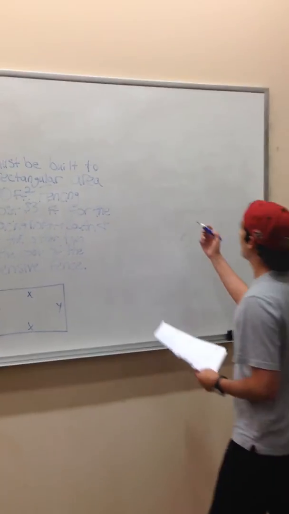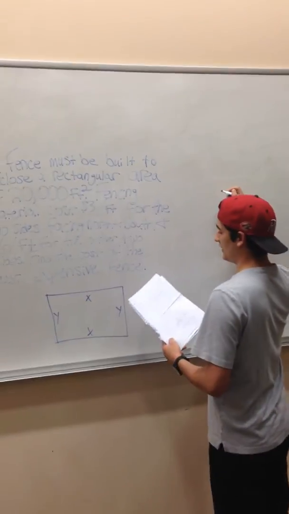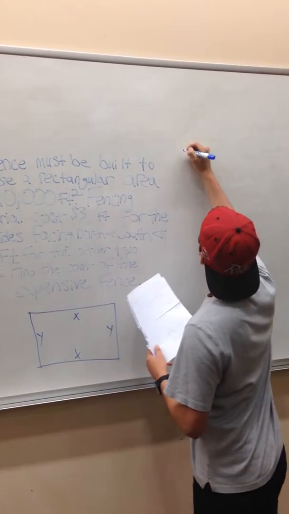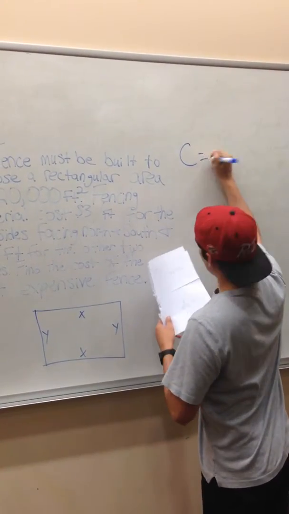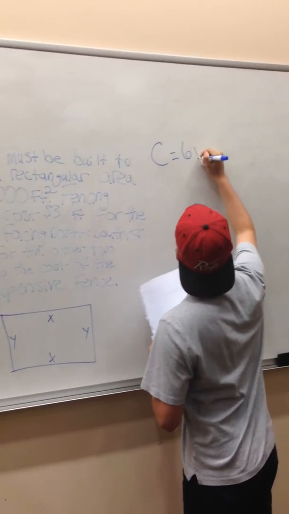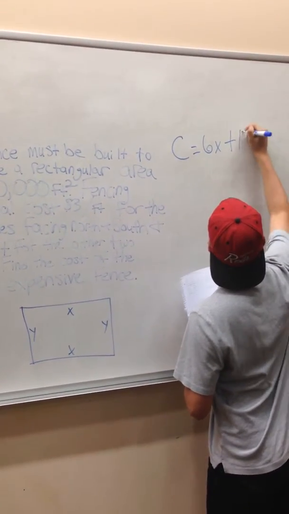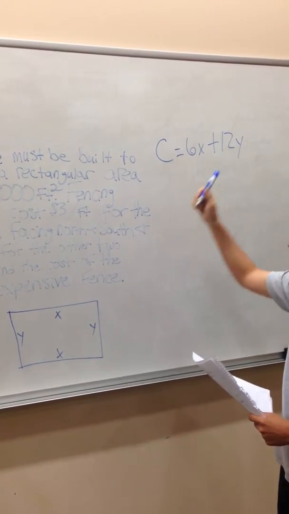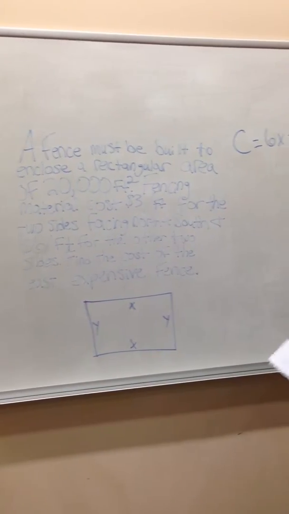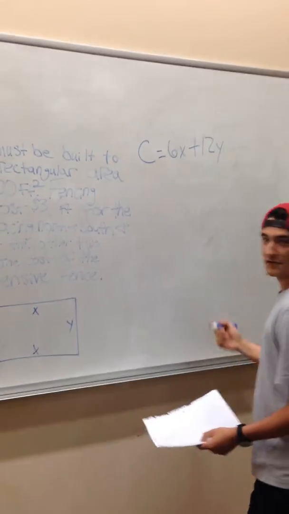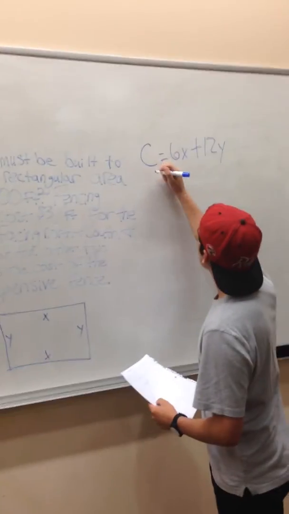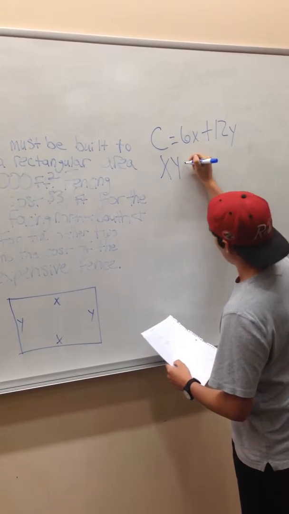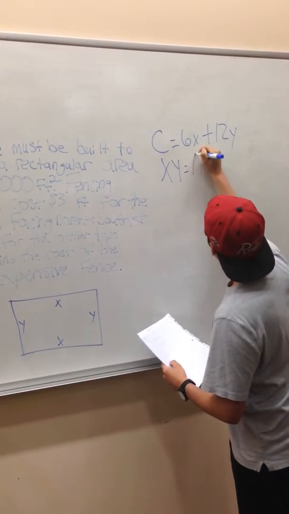So our first step, we're going to need to find what equals C, our cost. So C equals 6x plus 12y. And here we're doubling the numbers for both sides of the fence. We also need to find our area equation, which is x times y equals A.